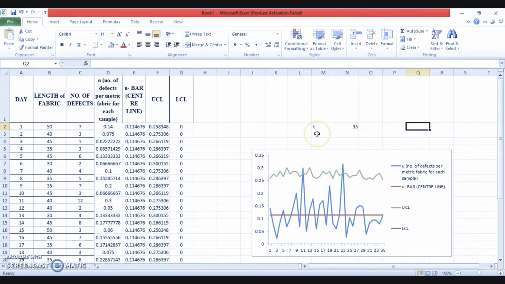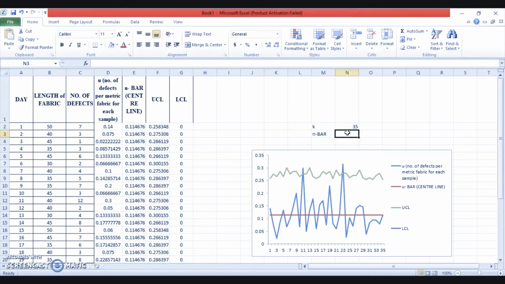And for that purpose I am going to write down here n bar. This average of the sample size is called n bar. Why? Because these values n1, n2, n3 were used separately to find out the control limits in the first approach. Now for the second approach we'll be finding out the average.